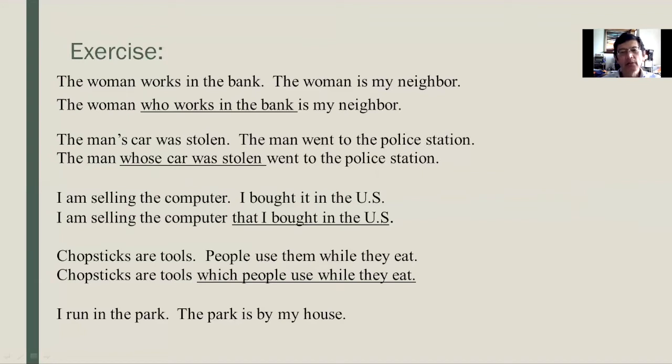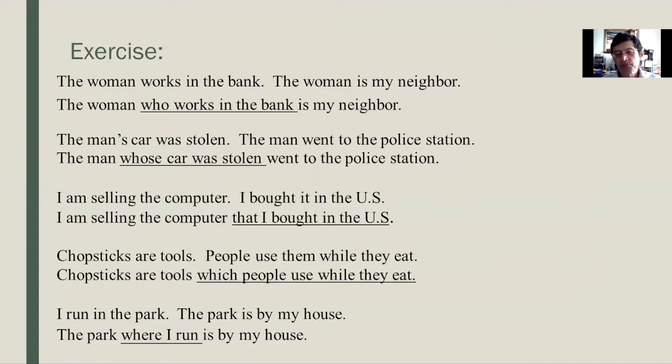The last sentence, I run in the park. The park is by my house. The park where I run is by my house. So clauses can be hard. Some of them are easier than others, as you saw in the exercises that you did. As you become better and better at speaking English, I suggest that you can try clauses by first writing the sentences down that you want to combine into one.